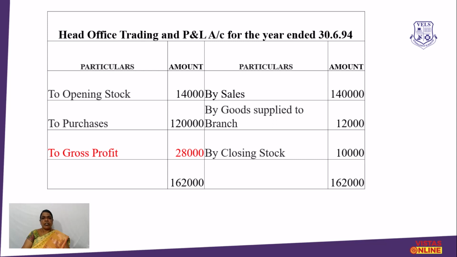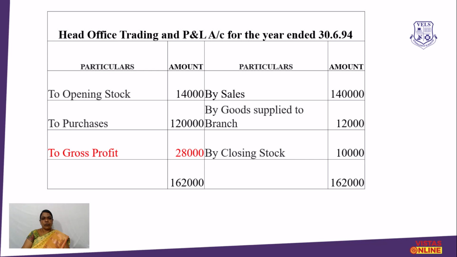We can write it. Then closing stock. Closing stock, how much? 10,000 closing stock. Just to total it. The debit side, opening stock is there. Purchase is there in the credit side. Sales value. Then goods supplied to branch. Then closing stock.